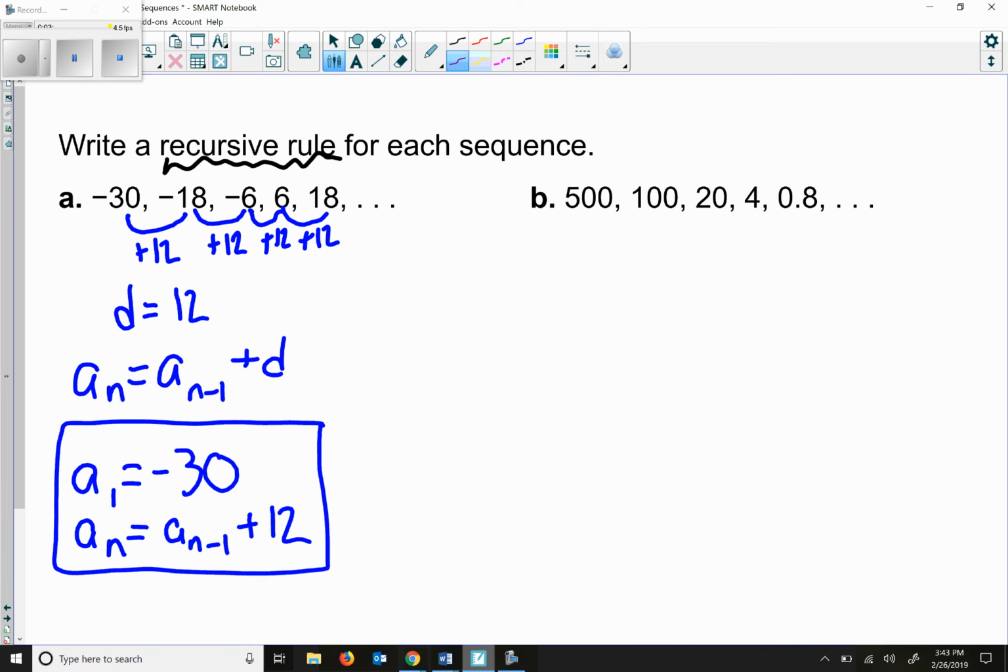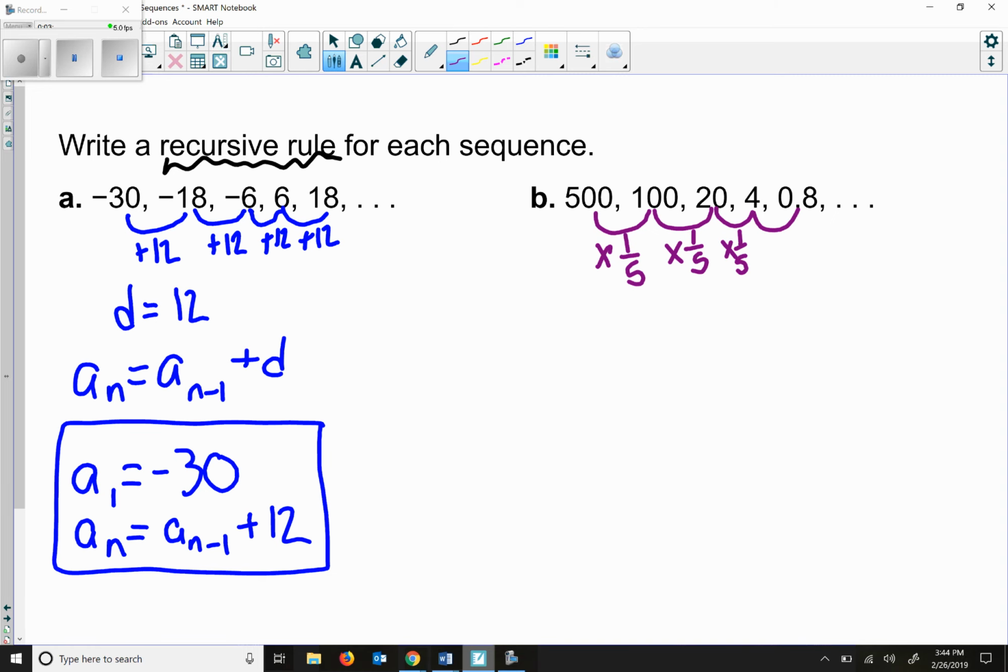Then going over to letter B, again we got to figure out how am I getting from 500 to 100? From 100 to 20, 20 to 4, 4 to 0.8? I look at that and realize you can't be adding or subtracting, because getting from 500 to 100 you'd be subtracting 400, and then 100 minus 400 is not 20. So it's got to be some sort of ratio. I'm thinking, how do I get from 500 to 100? I'm multiplying by 1/5 each time.